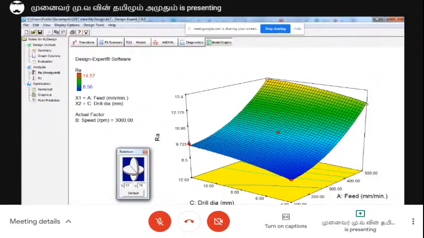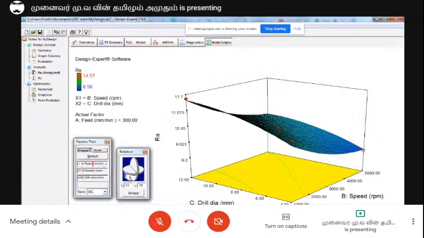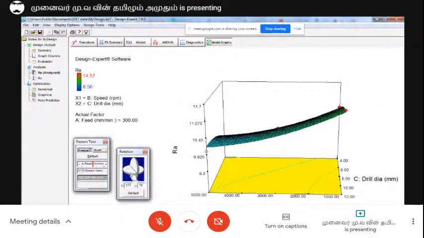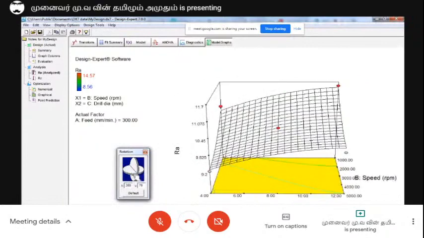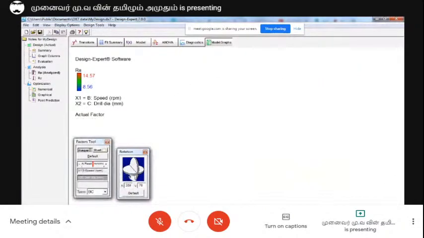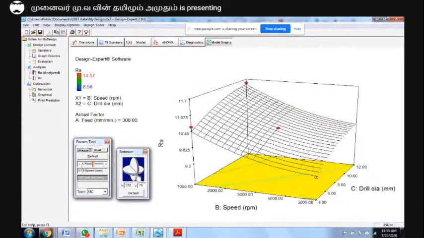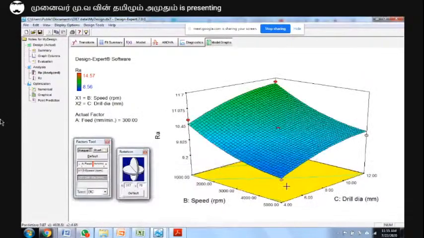Similarly, for BC, what was the inference? Here, what was the inference? Increase in drill diameter increases RA. Similarly, increase in spindle speed also increases RA. The combination of lower drill diameter and higher spindle speed produces smaller RA, and the combination of higher drill diameter and lower speed will produce higher RA. This is the inference we can get from the three-dimensional graph.